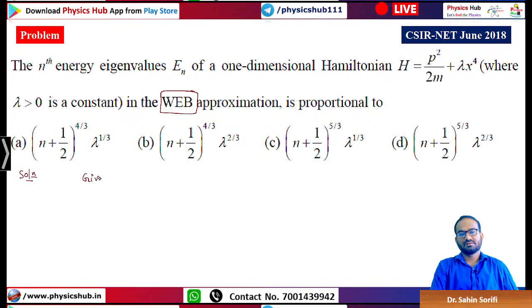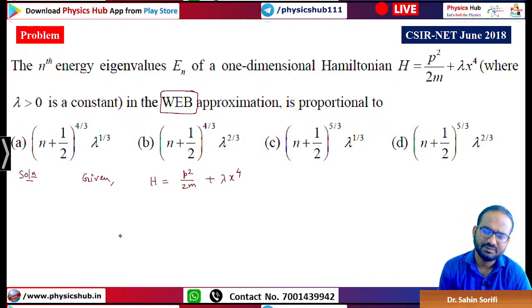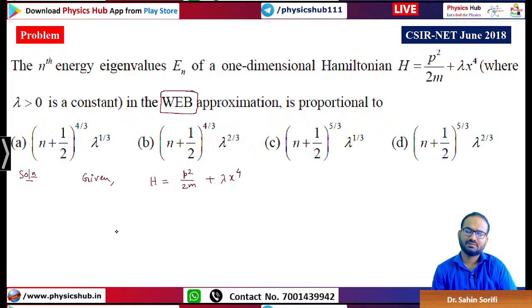What is given? H equals p square by 2m plus lambda x to the power 4. This is given to you. Now what formula are you going to use here? Lambda x to the power 4, this is like both also are smooth, right?